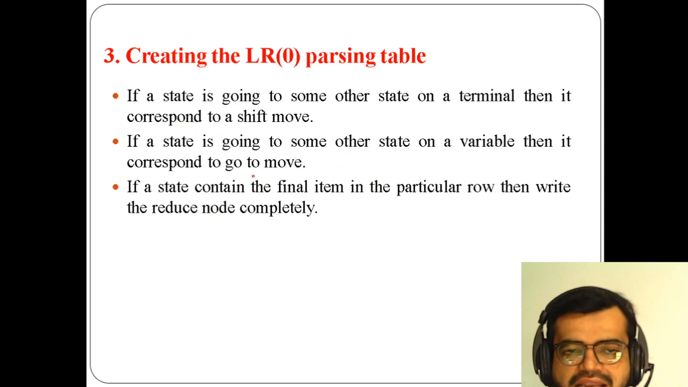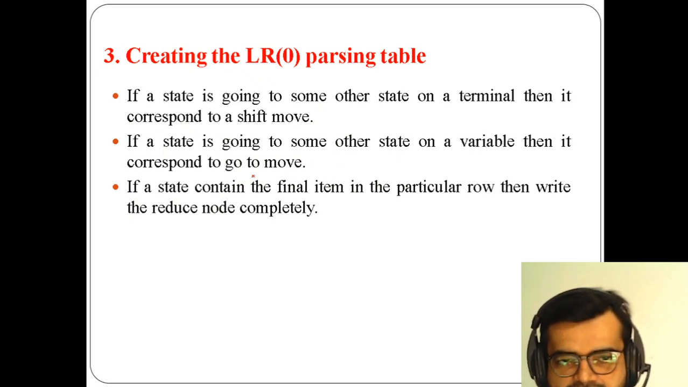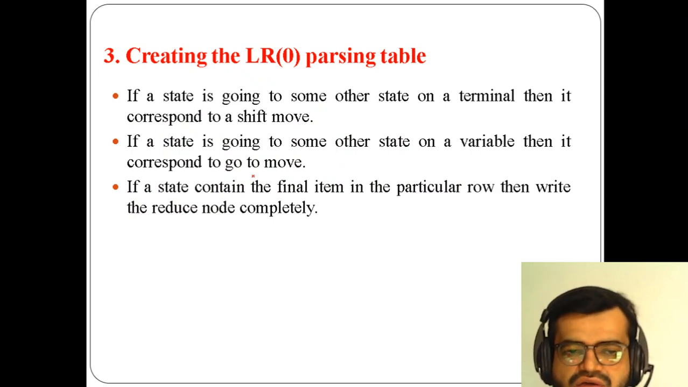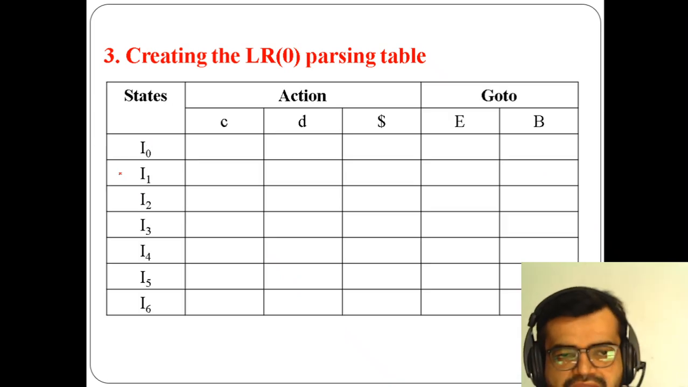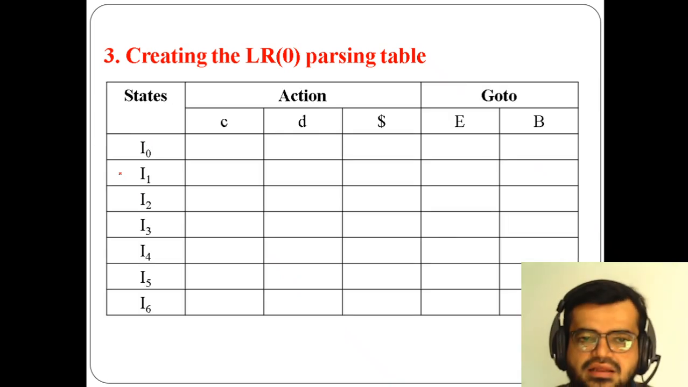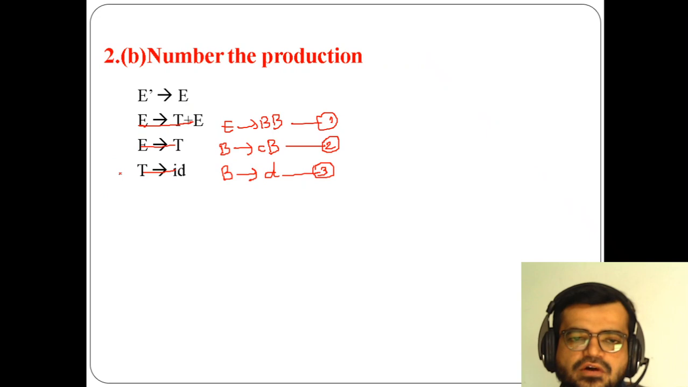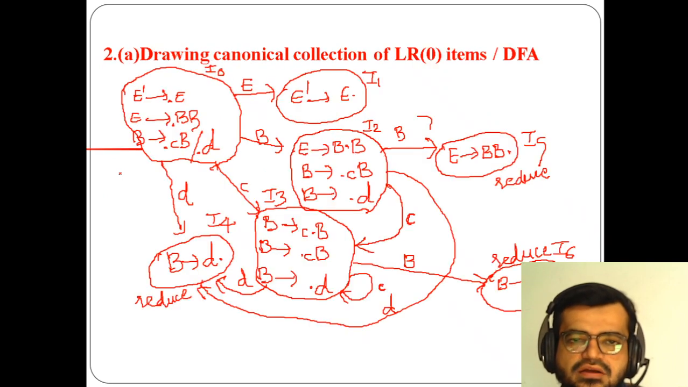Now for creating the LR(0) parsing table, there are 3 actions you have to perform. The first is that you can perform either a shift operation, or a goto move, or a reduce operation. So remember how it will be, I'll let you know. So you got the canonical form, right?